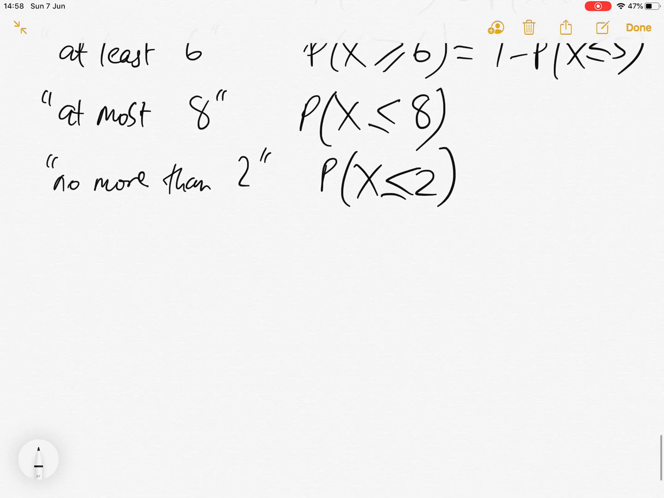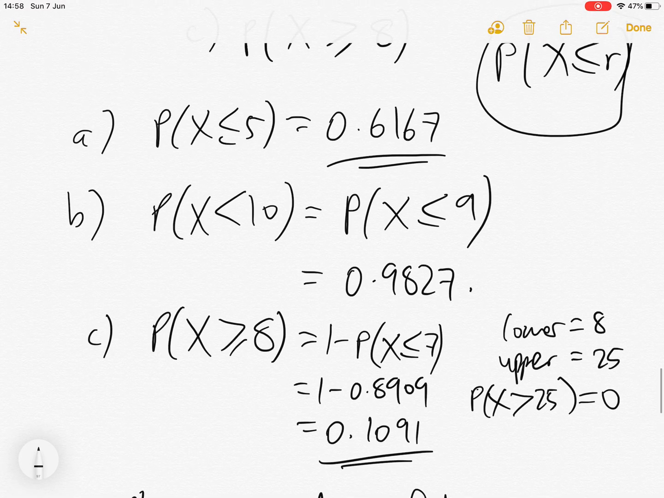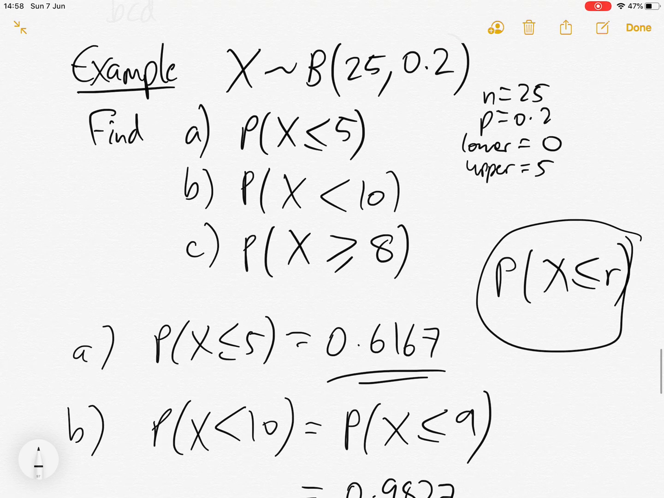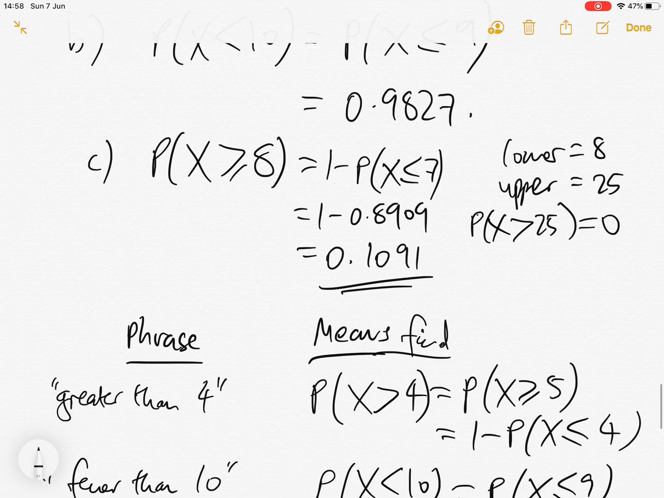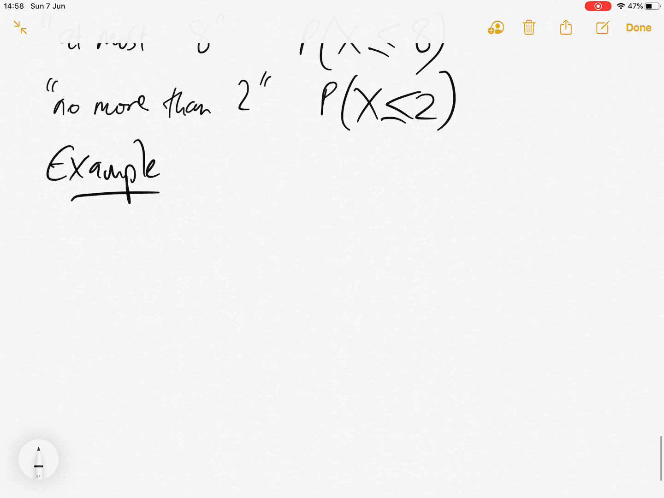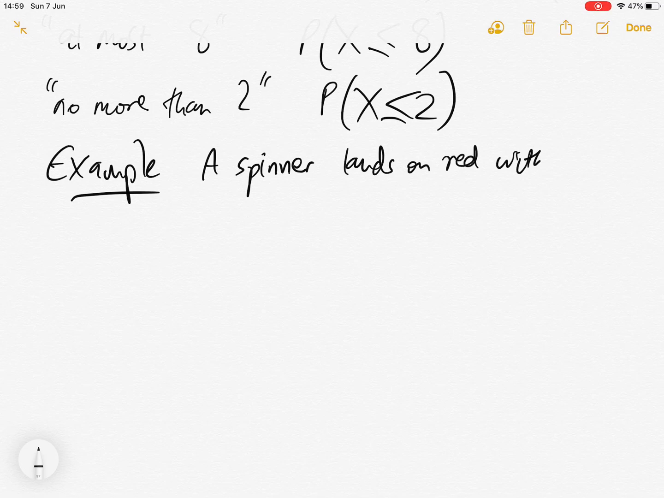Okay, and now we move on to a realistic type of question you can get in the exam. You're not likely to get a question like what we did here. This is kind of too straightforward. You're more likely to get a question that involves some context. So in this question, we have a spinner that lands on red with probability 0.3.